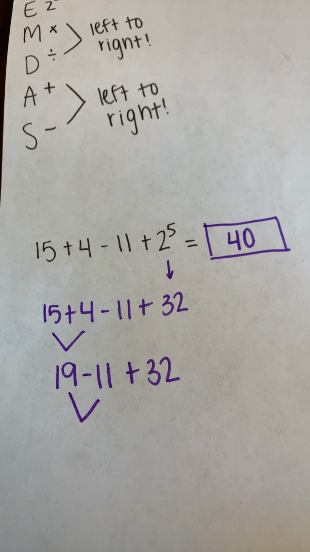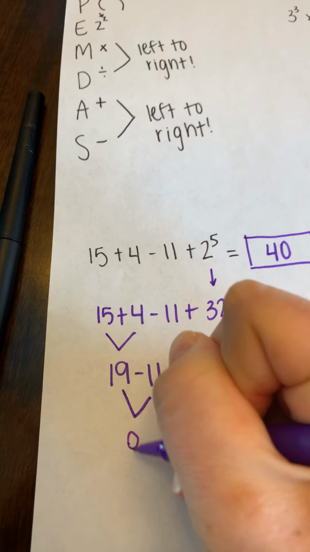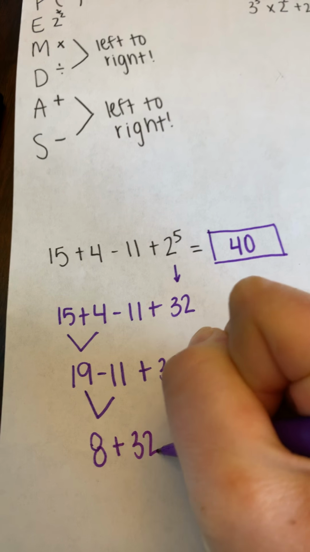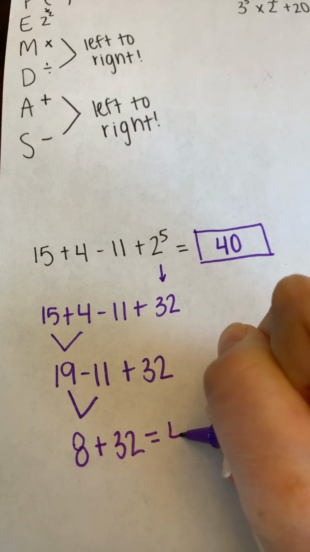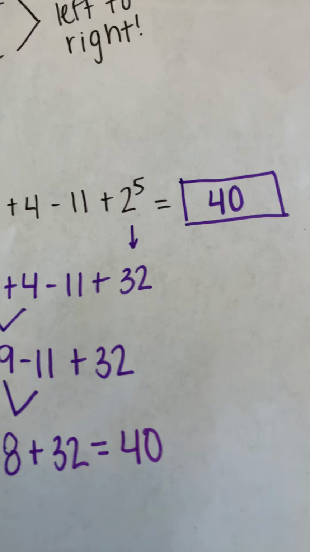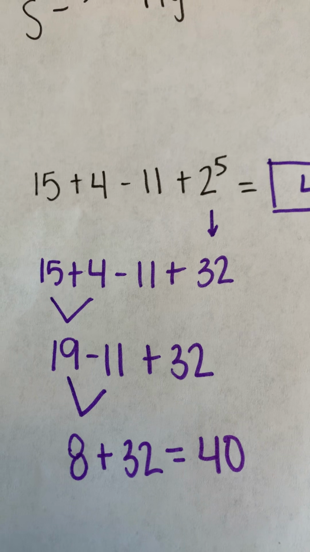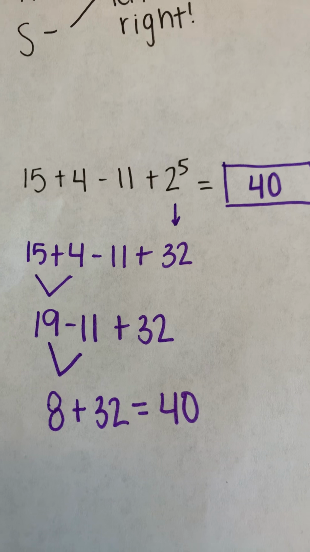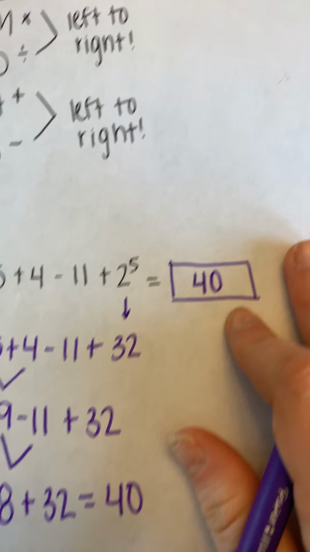So 19 minus 11 is 8. And then I'm left with 8 plus 32. And if I work that out, I got 40. So I got the same answer as if I just plugged that into my calculator. Let's do one more. This is one of those hard ones.